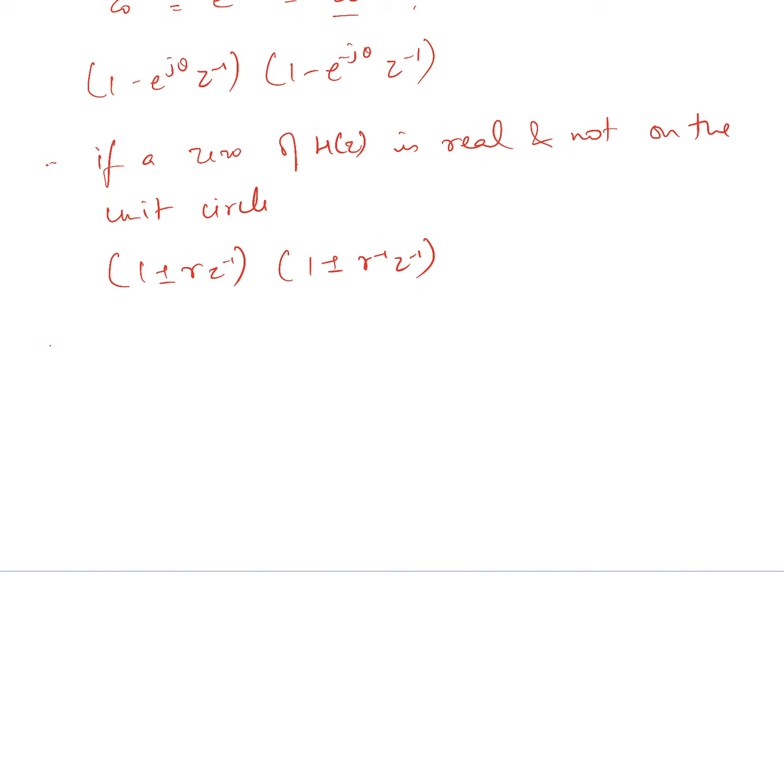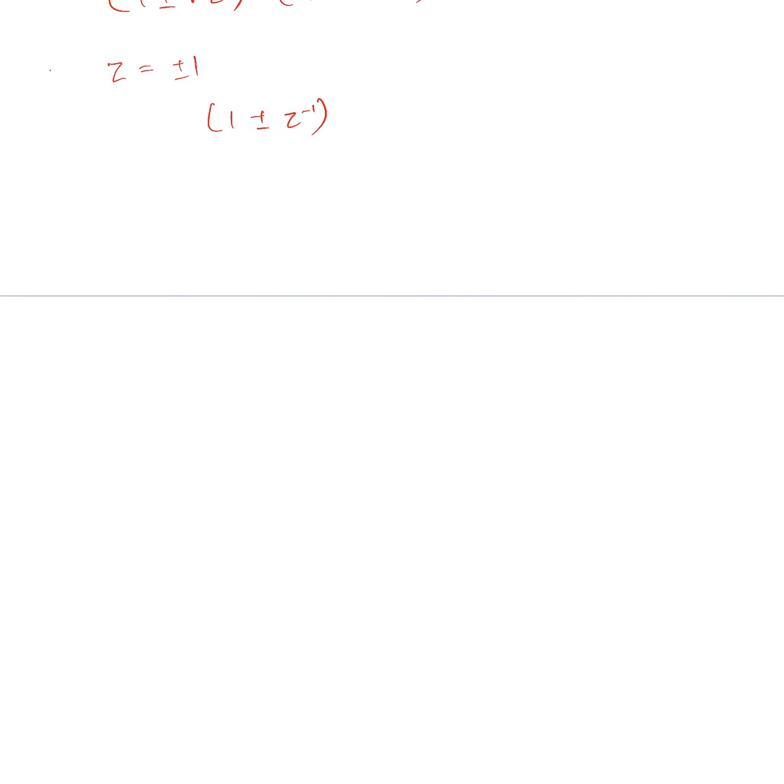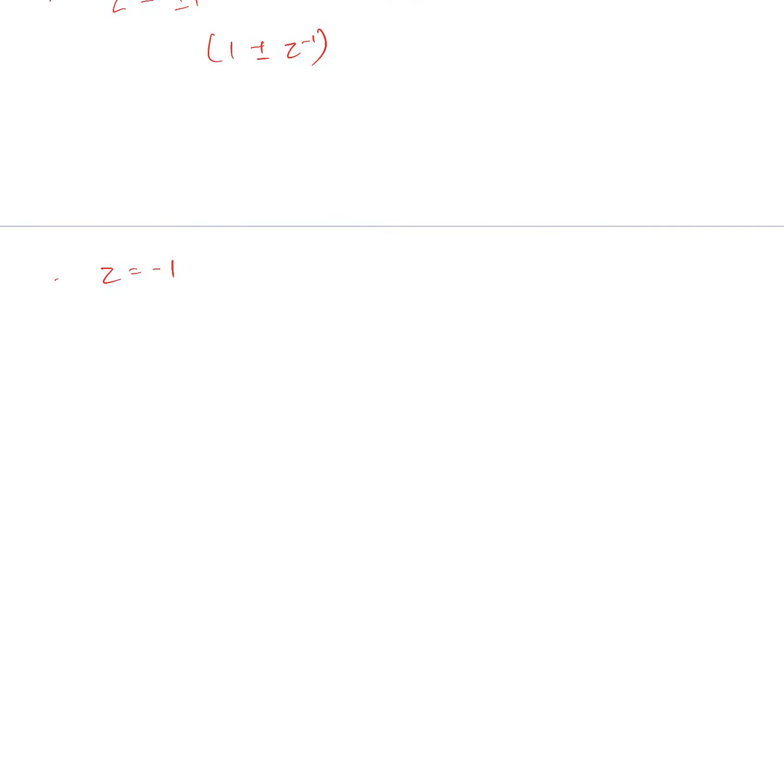The next case, suppose finally we have a zero of h of z at z is equal to plus or minus 1. In that case, if you think about it, it's real, it's on the unit circle, so it will contain only the factors 1 plus minus z inverse, because the reciprocal of 1 itself is 1, or of minus 1 it's minus 1. But particularly the case of z is equal to minus 1 is important. Why? Because if you have z is equal to 1, then no issues, the reciprocal would also be a part of it, and in fact the reciprocal is itself the same factor, okay?